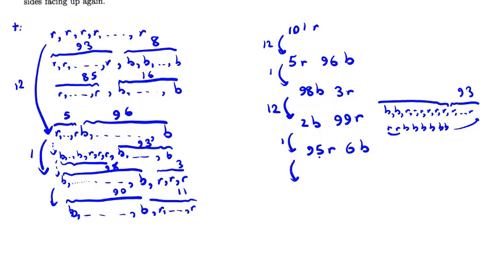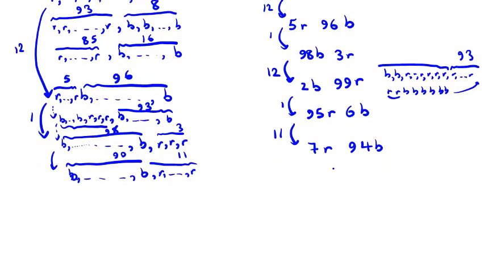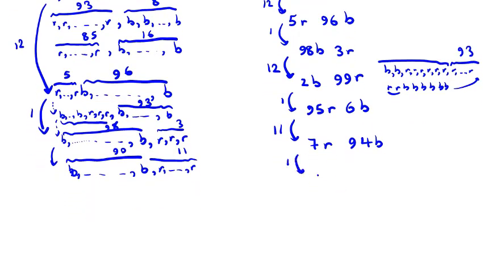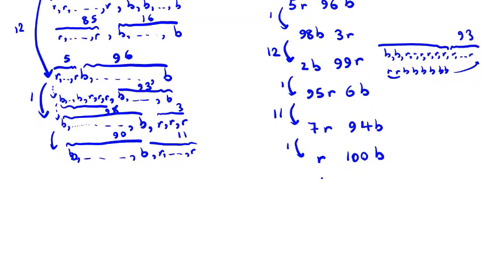So then after here, 12 steps, you can't say because 8 times 12 is 96 greater than this, but after 11 steps, you will change 88 of these, so 7R is left and 94B you have here. Okay, now in the next, in one step, you change these to B and only one of them to R, so it will be R and 100B.